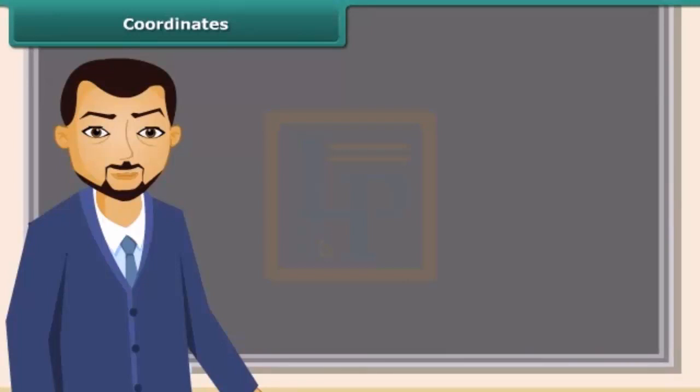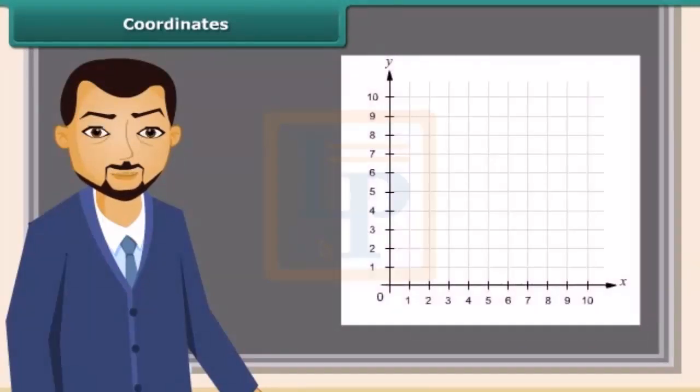Coordinates. Locate the seat in your class. For this you need to know two numbers. That is the row number and the column number.